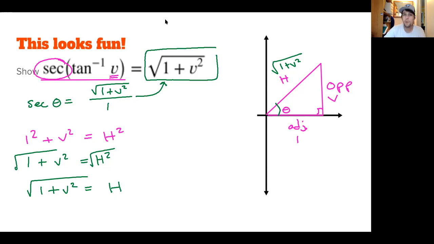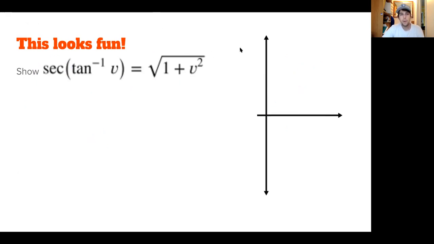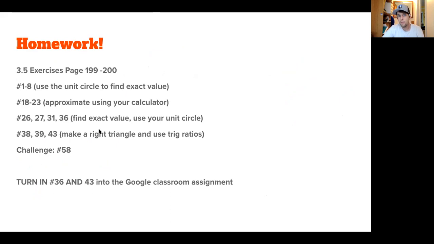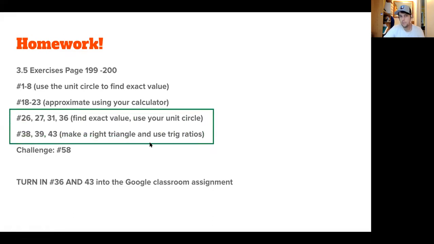There is one on the homework that you can look at to do that. Homework problems, you can find the 3.5 section, the scan is on the Google Classroom page. Here are your homework problems. 58 is that challenge problem that's similar to the one that I just did if you want to challenge yourself. The ones you should really focus on though, right here, lots of examples about that in part 1 and part 2. See you guys later.